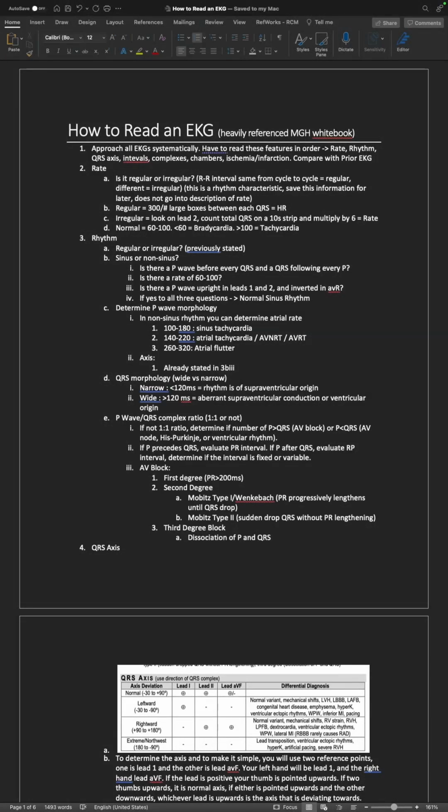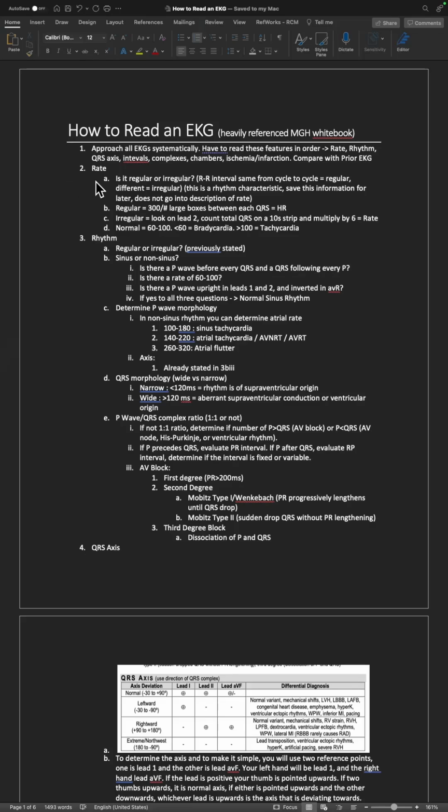Okay, in this video, I'm going to be talking about how to read an EKG systematically. When you present an EKG to a cardiology attending, you have to read it the same way every time. I'm just going to be talking about the features that are important in the order that they are read. The first thing you do is read the rate, then the rhythm, then the QRS axis, then the intervals, the complexes, the chambers, and then any signs of ischemia or infarction. And most importantly, you compare with the prior EKG, as every patient is different.